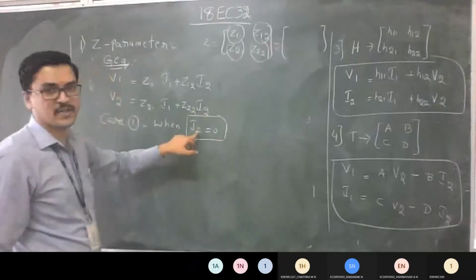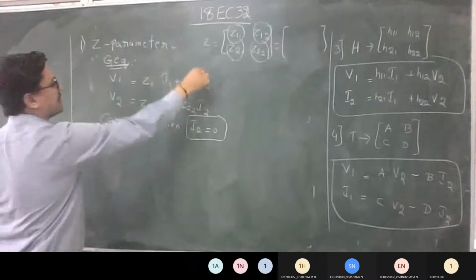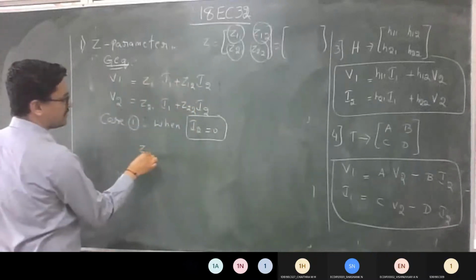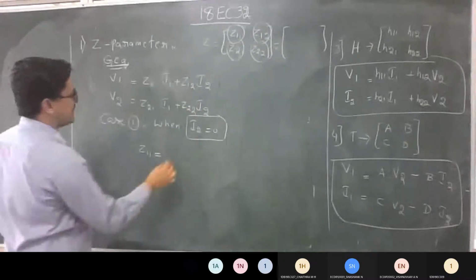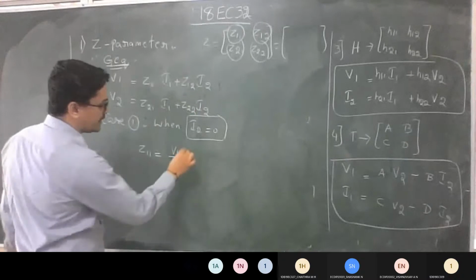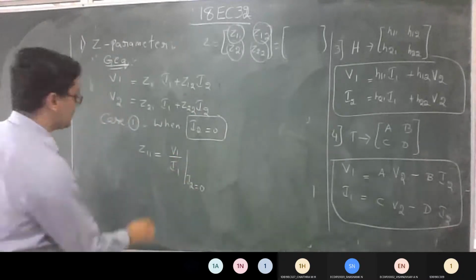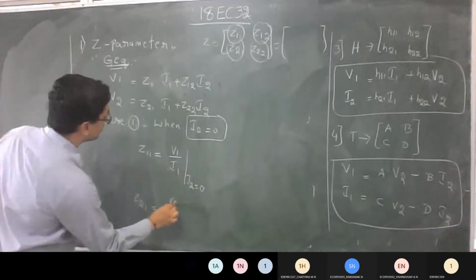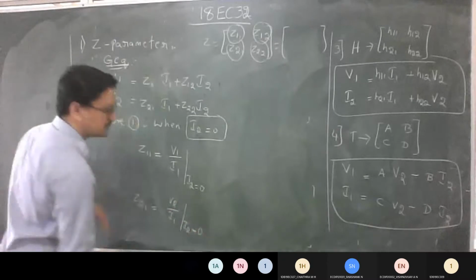If you make I2 equal to 0 in the generalized equation, what will happen? This part becomes completely 0, right? So what is the answer I can expect for Z11? Substituting this in the above equations, you're going to get Z11 as V1 by I1, at I2 equal to 0. Similarly, Z21 is equal to V2 by I1 at I2 equal to 0.